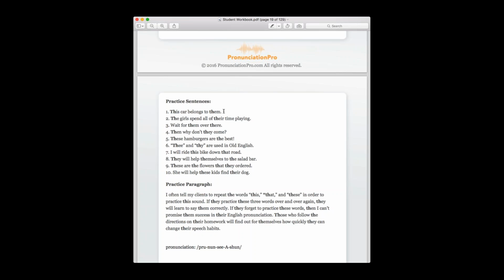Them. On the first one, I heard a little bit more of a Z sound instead of a TH sound. So this car belongs to them. This car belongs to them. Good. Next one. The girls spend all of their time playing. Next one. Wait for them over there.